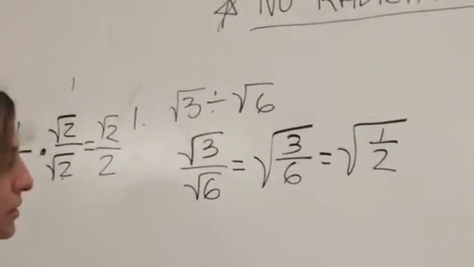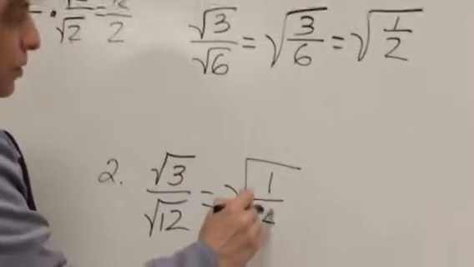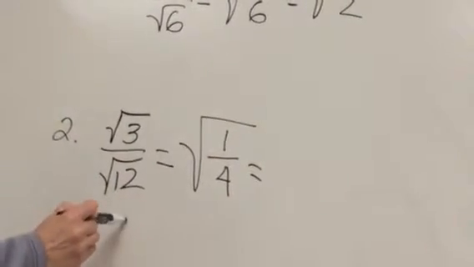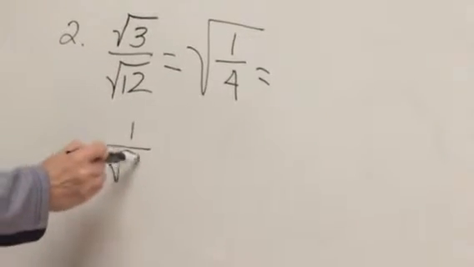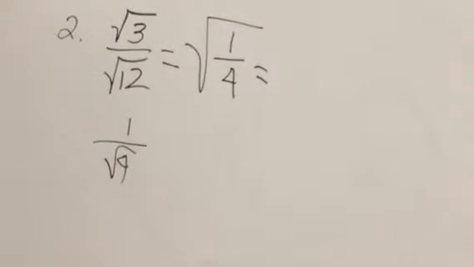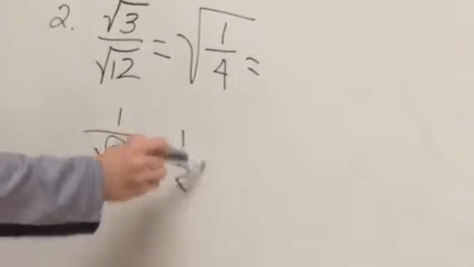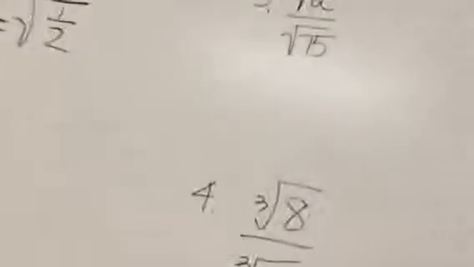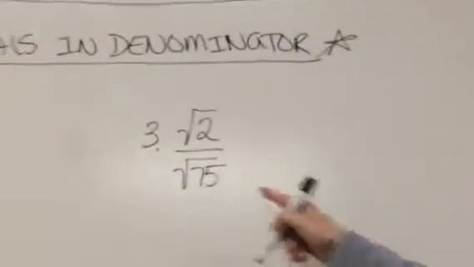So here, radical 3 over 12 just equals radical 1 over 4. Do you see that? I just reduced it. Radical 1 is just 1. Radical 4, what's radical 4, girls? 2, so that just equals 1/2. I didn't have to even rationalize the denominator. Over here, I do have to rationalize the denominator.